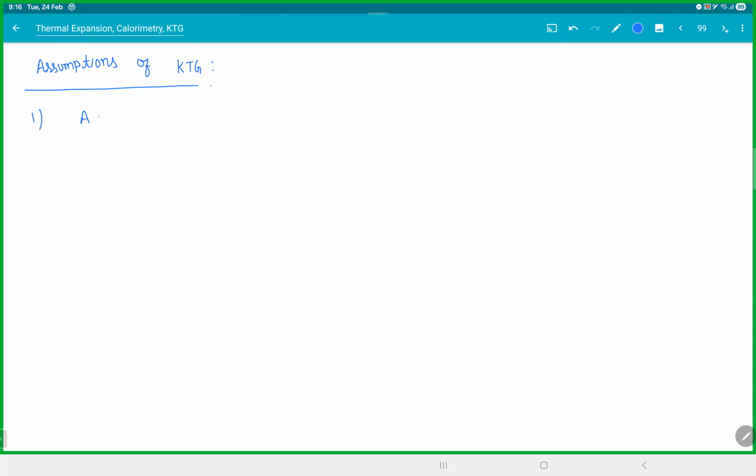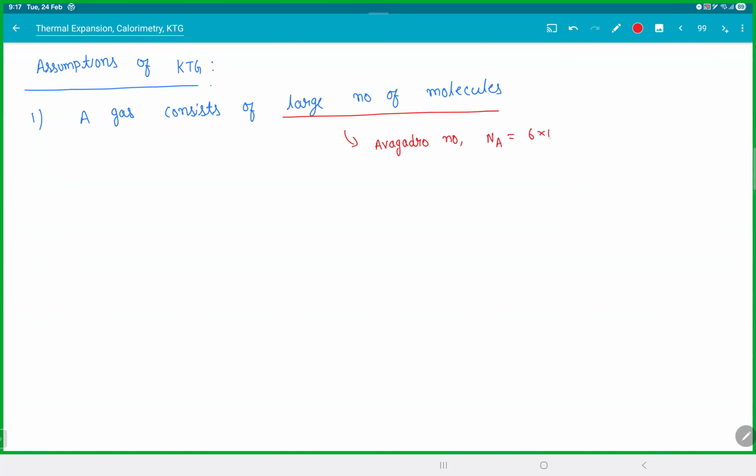The first thing: a gas consists of a large number of molecules. Now, when you say a large number of molecules, we are talking about an Avogadro number, Na, which is 6 into 10 power 23, which have negligible volume. So we are treating the molecules as point masses.